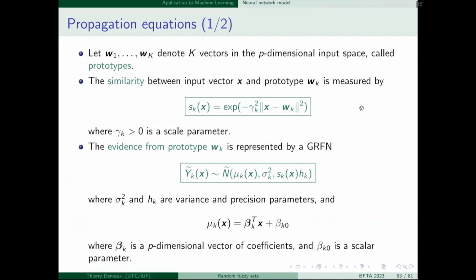It means if x is close to w_k, this evidence is strong because the prototype k gives you good information about the value of y for that x, because x is close to w_k. If x is far from w_k, that information is of less value, so it should be taken more carefully. So here the precision is the product of the similarity s_k of x and h_k.